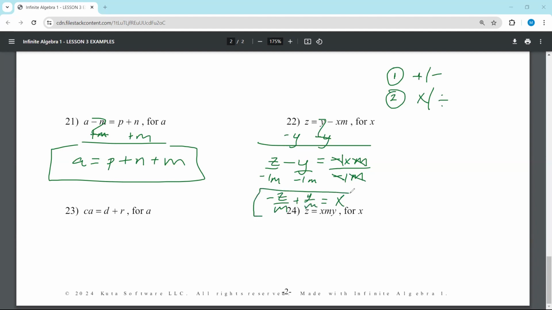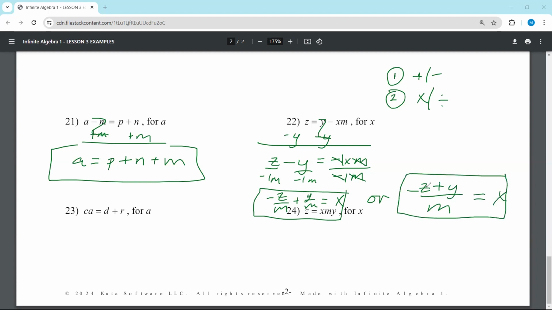So you might see your answer written this way, or you may see it, since they're both over m, you could see it as one big fraction like this. Just know that you have a negative in front of z and the y is positive, and there's no negative on the bottom. So that one's definitely trickier.